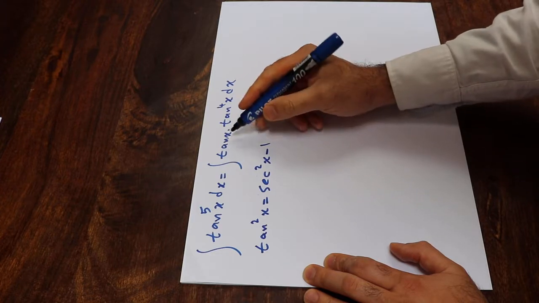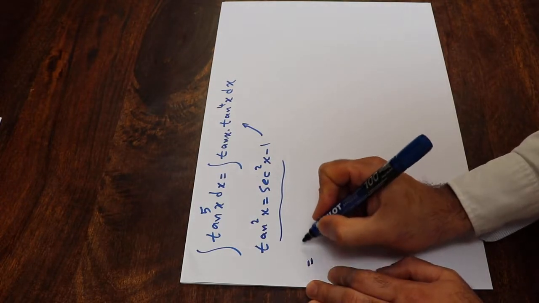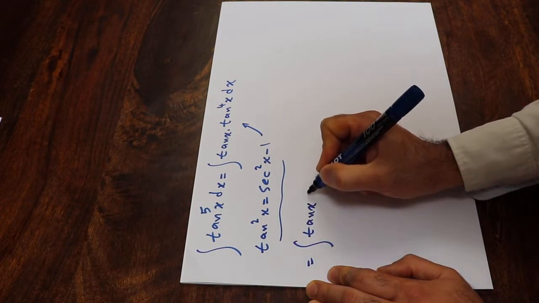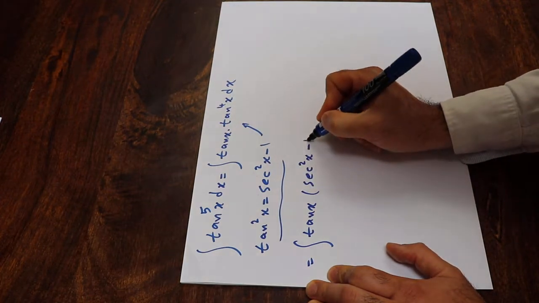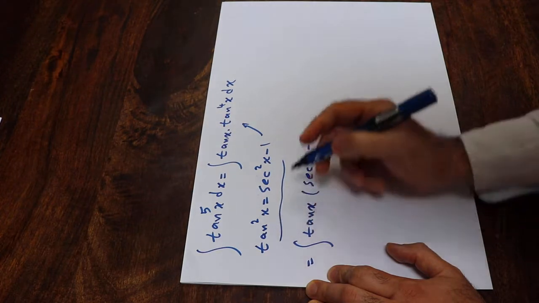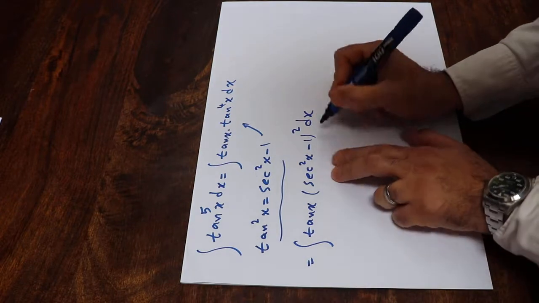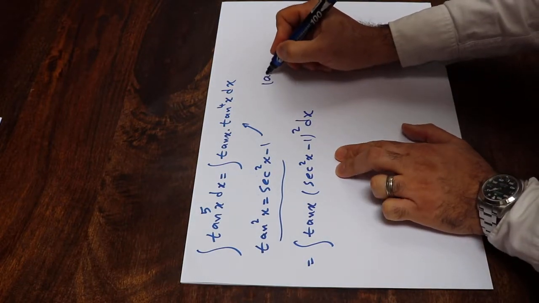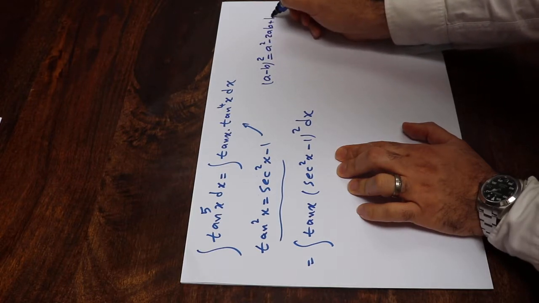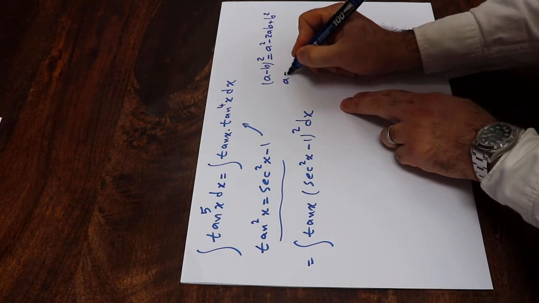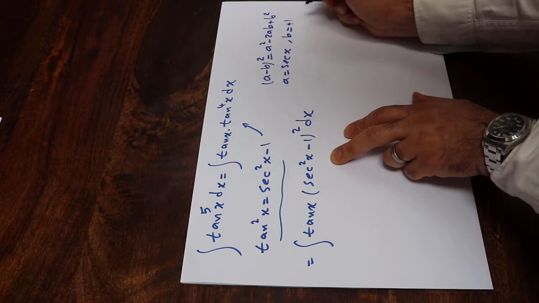So if I substitute this equation into this integral, you can rewrite it as the integral of tangent x times, instead of tangent 4x, I write (secant squared x minus 1) with the power of 2, dx. Now I'm going to expand this expression. From algebra, we know that (a minus b) squared is equal to a squared minus 2ab plus b squared. In this case, a is equal to secant x and b is equal to 1, sorry.